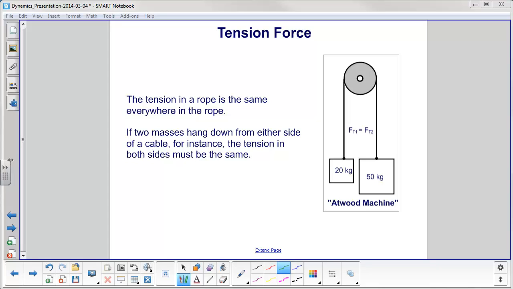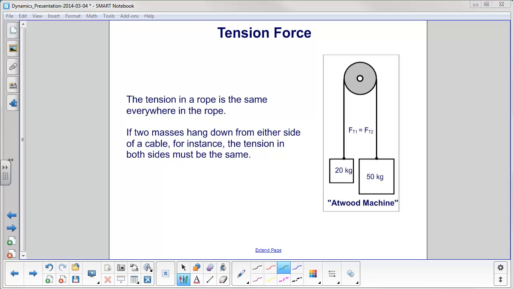We're now going to examine the tension force with two blocks. Here's a 20 kilogram block and a 50 kilogram block attached by a massless frictionless string on a frictionless pulley. This was first used in 1784 by George Atwood to demonstrate the constant acceleration of such a system.